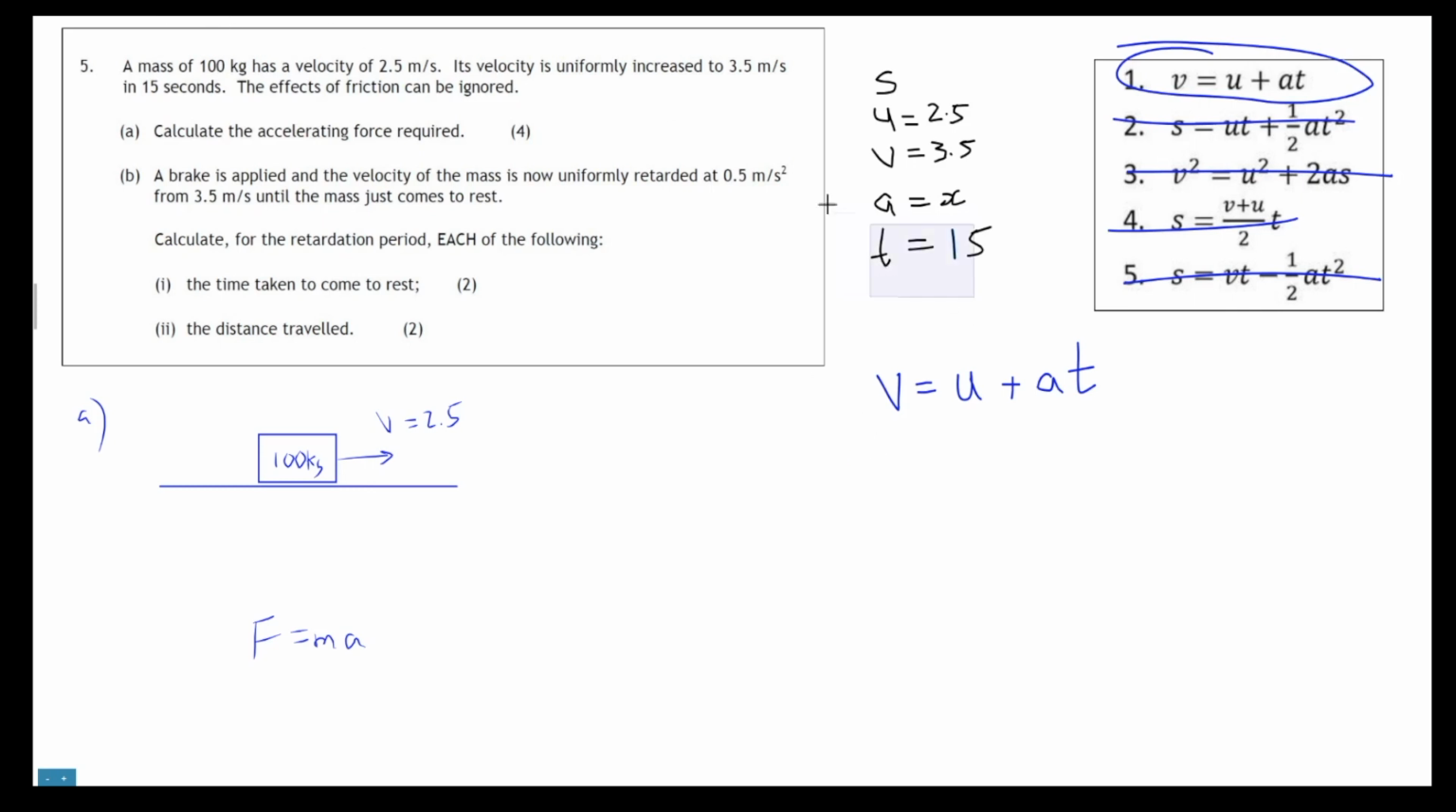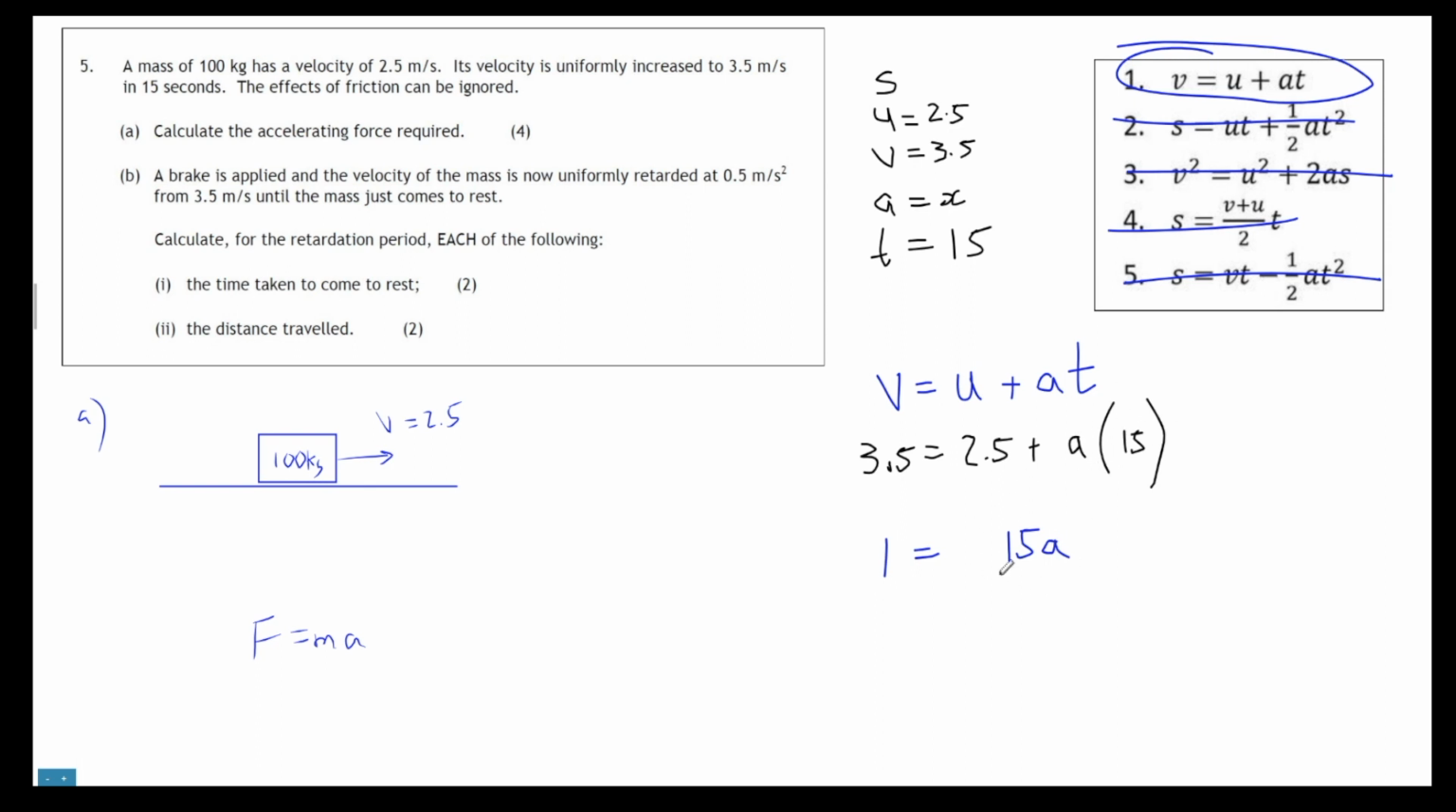Let's grab a different color. This is going to be 3.5 is equal to u, which is 2.5, plus a times 15. Now we're going to transpose and solve for a. That involves minusing 2.5 from both sides. What's 3.5 minus 2.5? It's just equal to 1. That's now 15a. I minused it. 3.5 minus 2.5 is equal to 1. Then I simplified this a little bit.